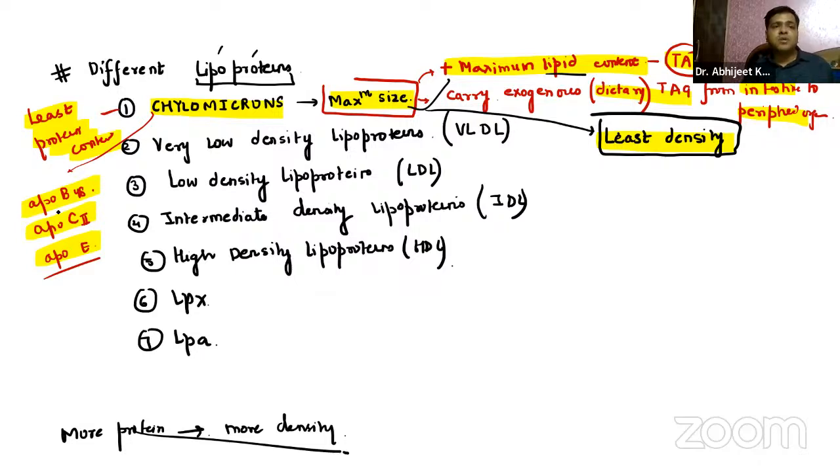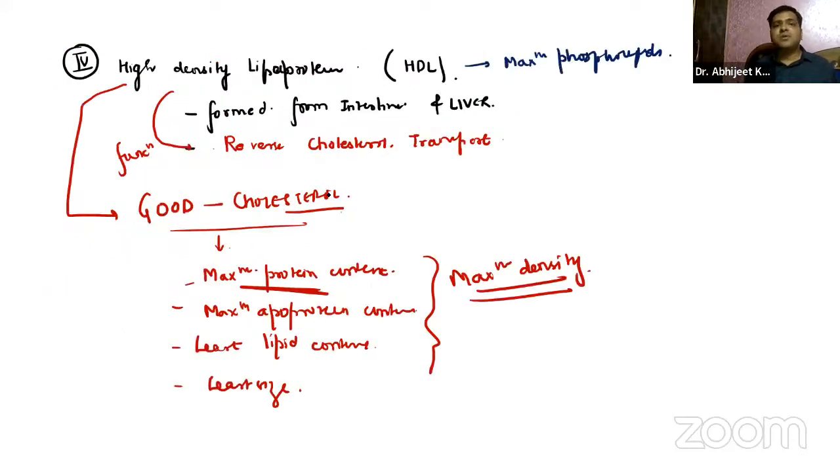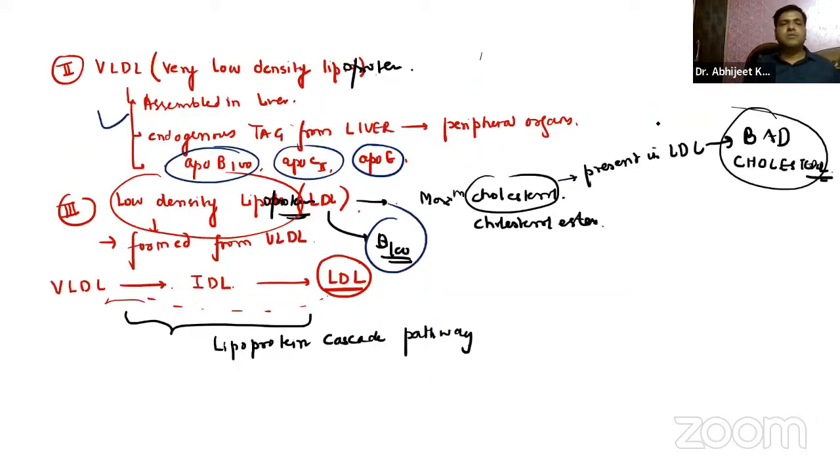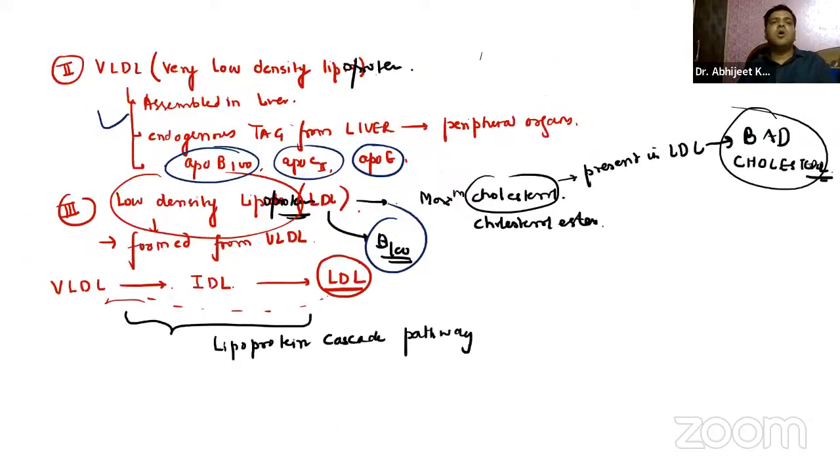I've already discussed the protein part present in each one. In chylomicrons, the protein part is ApoB48, ApoC2, ApoE. In very low density lipoprotein, we have ApoB100, ApoC2, ApoE. In low density lipoprotein, we have B100. In high density lipoprotein, we have ApoC2 and ApoE. That is something you have to remember. That is about the lipoproteins part, describing the different types of lipoproteins, which we have already discussed.